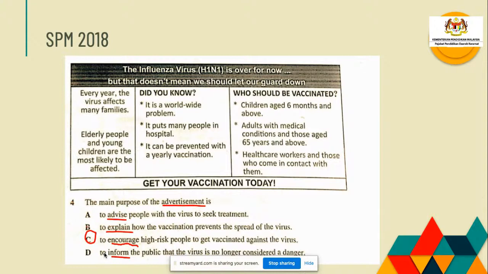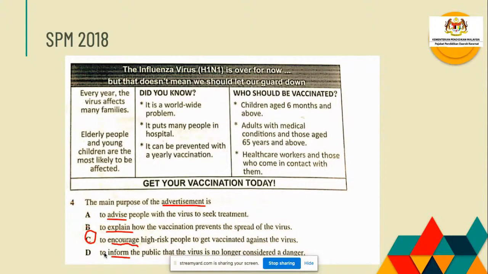Okay. Now please try my advice here. Number one, read the question. Okay. Identify the keywords. Tengok choices of answers. Lepas ni mata you fokus kepada apa yang you nak cari. Okay. Apa yang you nak tengok.